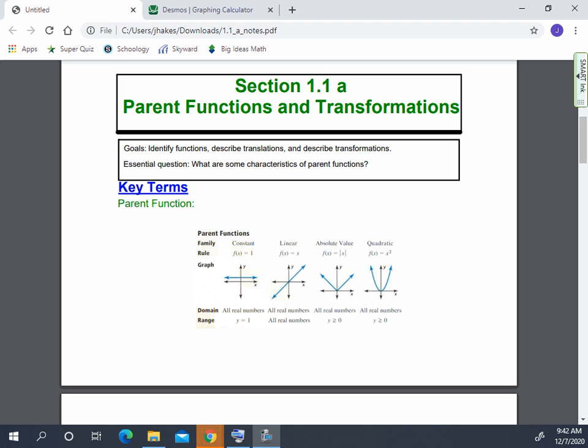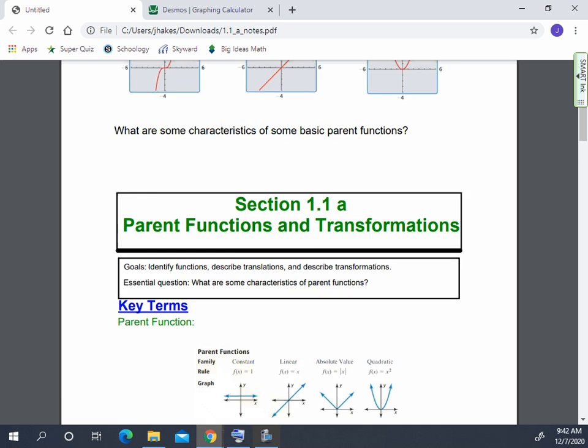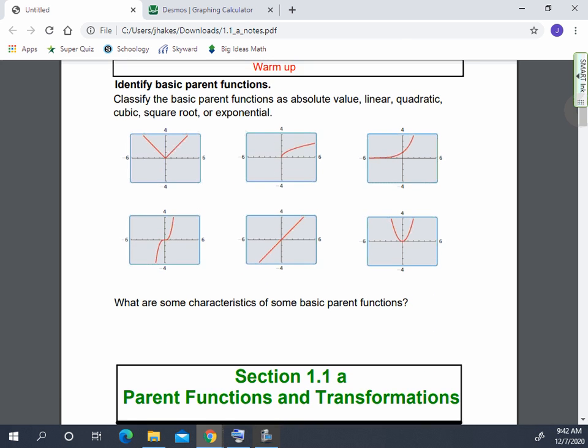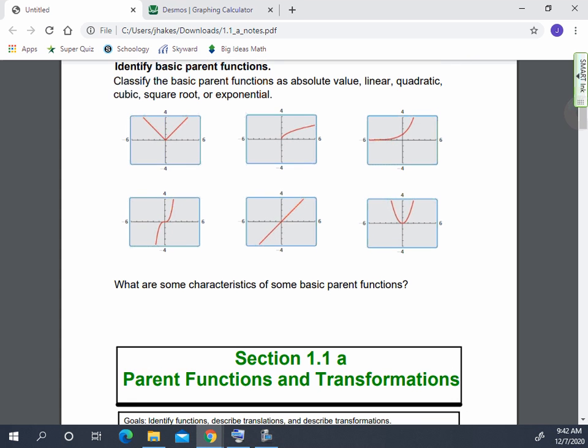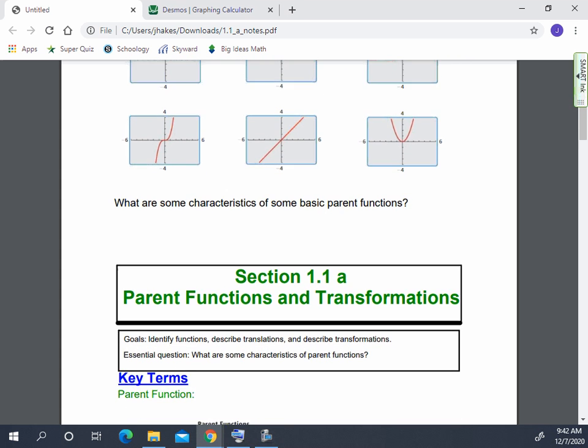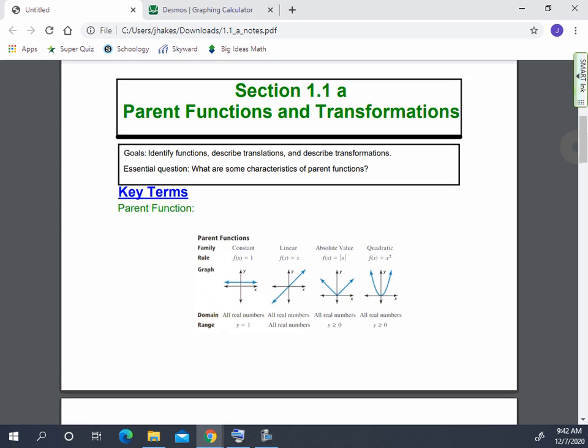This is section 1.1A. I'm going to break up 1.1 into two sections, A and B. So we're going to have two smaller assignments, which means more points for you in the grade book. These are your notes that I'm going to go through. Right here's the warm-up. I'm not going to go through these answers. If you'd like to answer these in your own time, okay. I'm going to start right here.